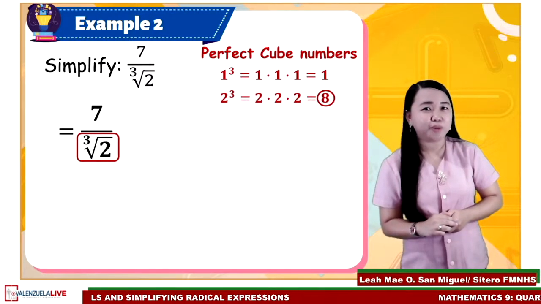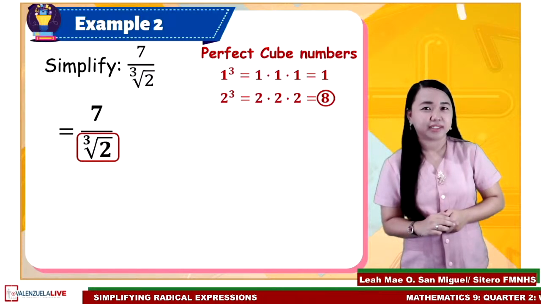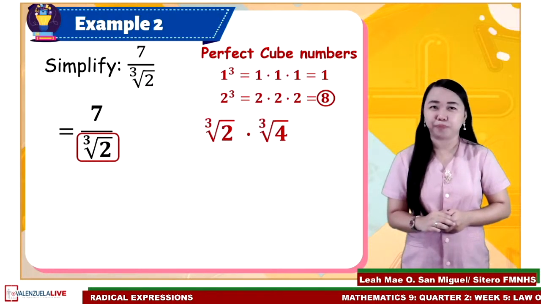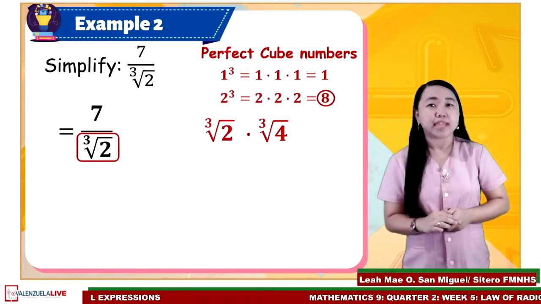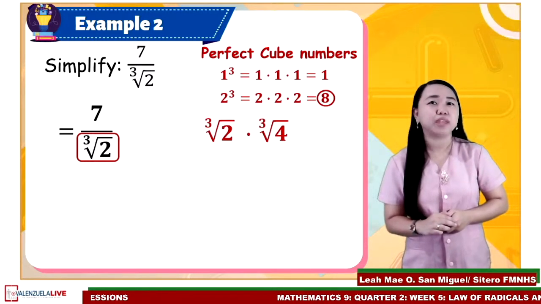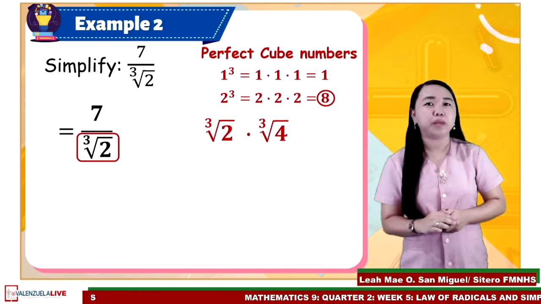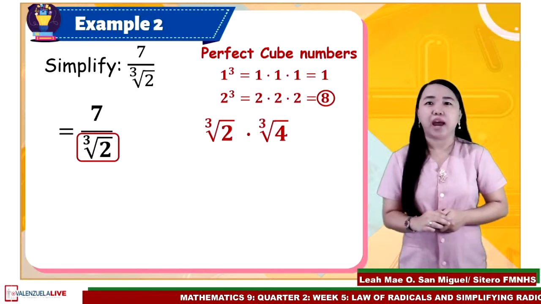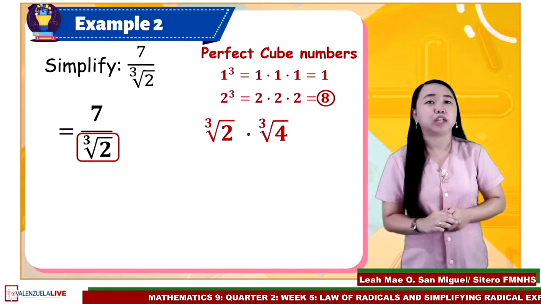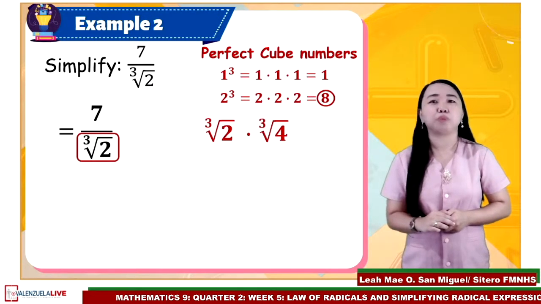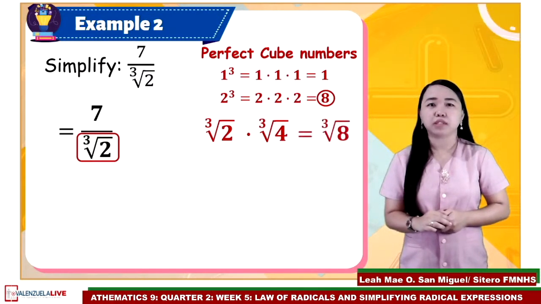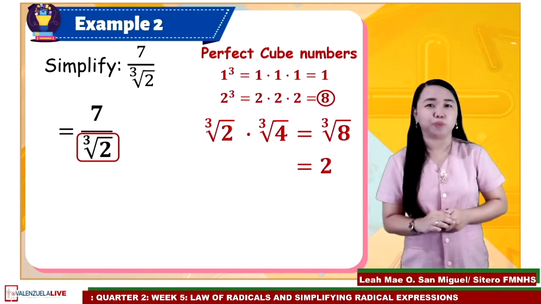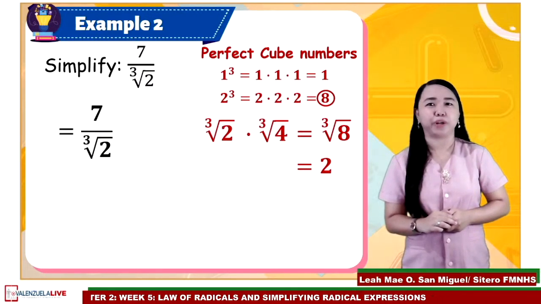Can you guess now the multiplier? The multiplier is cube root of 4. Why cube root of 4? The index of the multiplier must be the same as the index of the denominator being rationalized to use the product rule for radicals. The radicand is 4 because to make 2 a perfect cube, it must be multiplied by 4, and it becomes 2 cubed, or 8. And cube root of 8 is 2. 2 is a rational number.